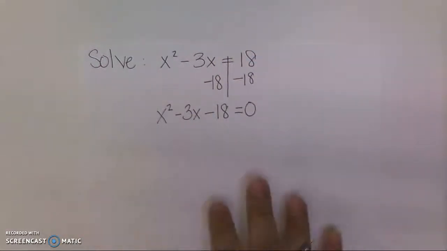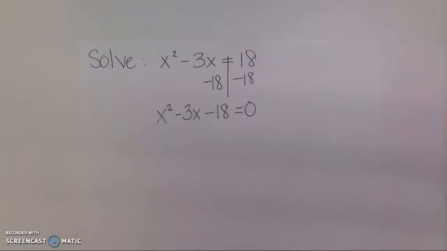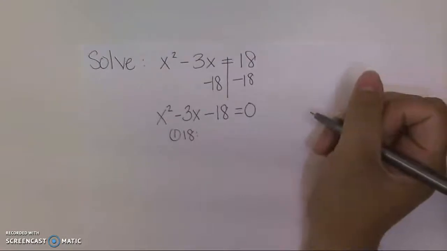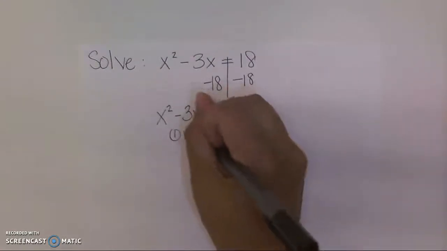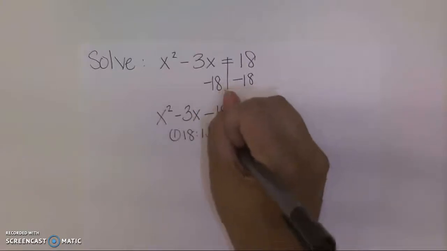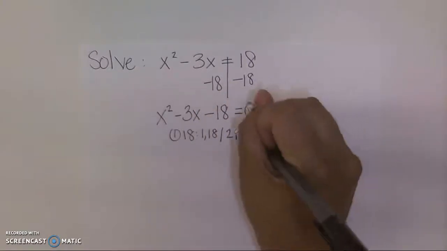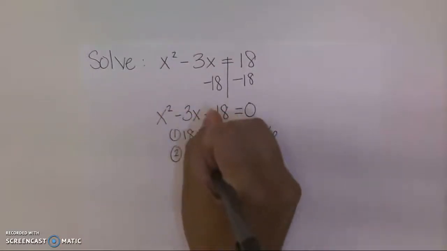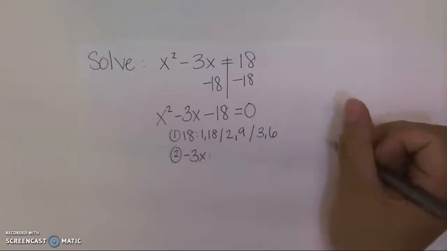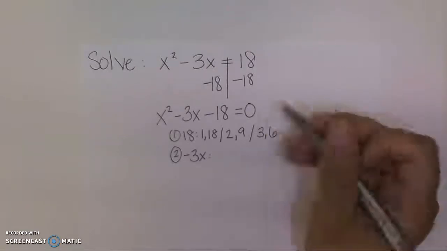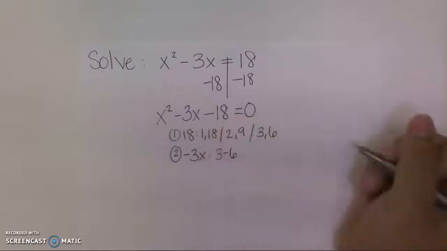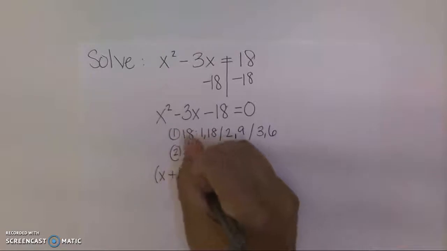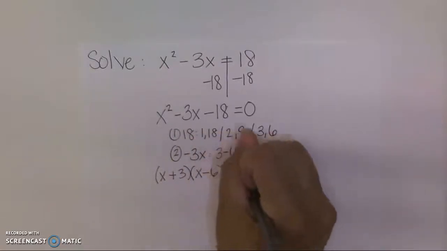Now that I have my quadratic all on one side of the equal sign, I'm going to solve by factoring. I'm going to look at my constant term, which in this case is 18. I'm going to find the factors of 18, which are 1 and 18, 2 and 9, 3 and 6. And I'm going to figure out what factors of 18 will equal negative 3x. Negative 3x I can get by using my last factor pair, which would be 3 and negative 6. So in parentheses, x plus 3 times x minus 6 equals 0.